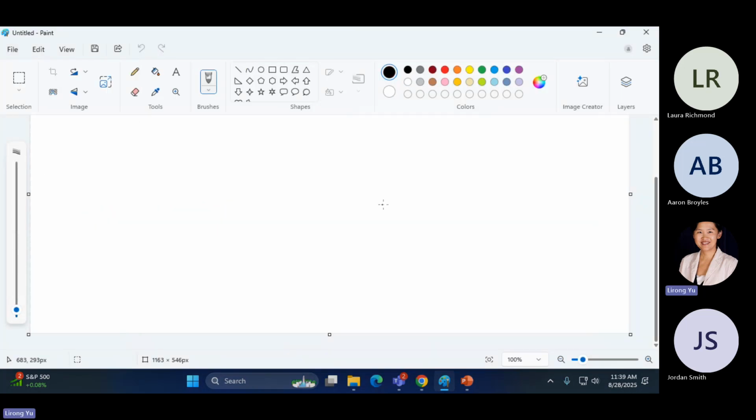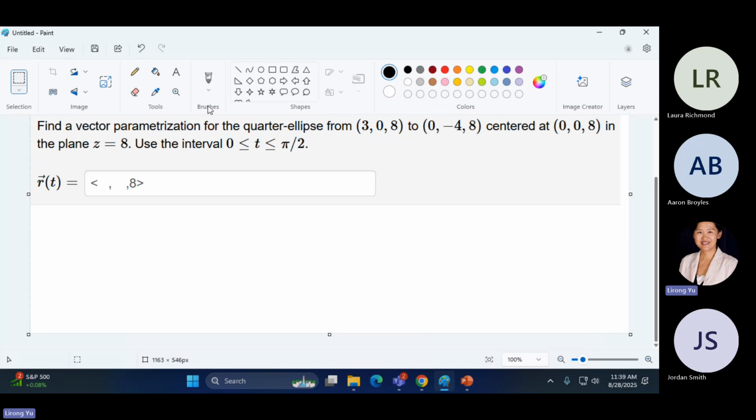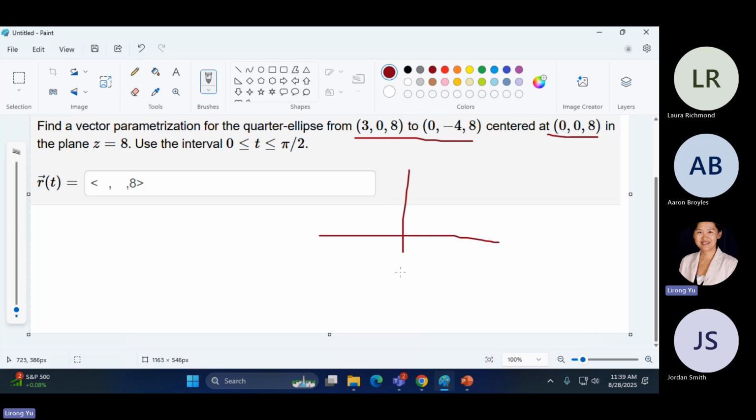I think we learned the parametric equation for an ellipse in Calc 2. So in this plane, imagine this is your z equals 8 plane, and here is your x value, here is your y value. We don't care about z anymore because we set it to 8. So we only care about x, y. Here we have (3, 0), and (0, -4). The center is at (0, 0).